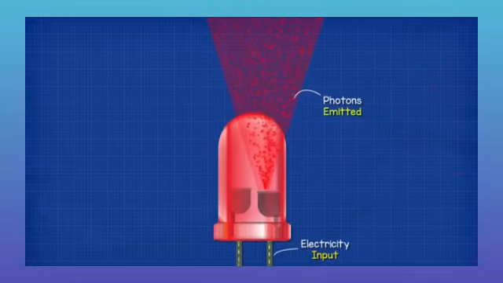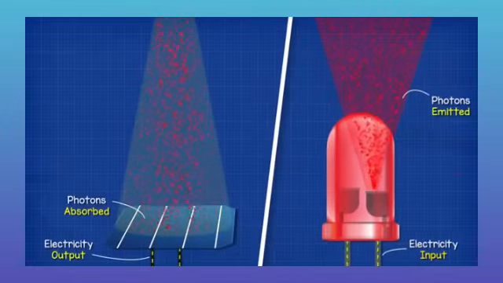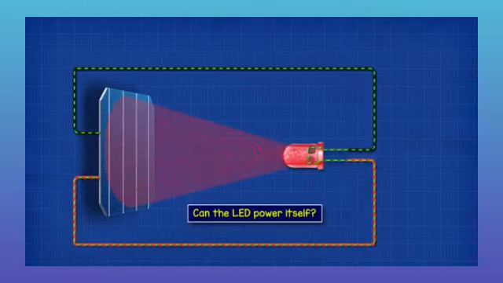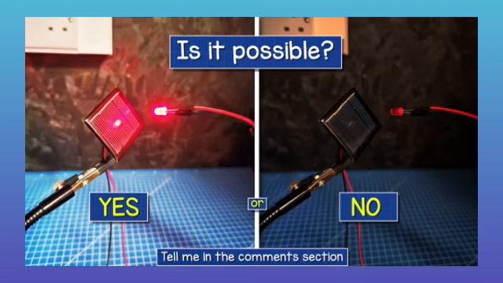So if the LED emits photons and the solar cell absorbs photons, then can the LED power itself? Tell me your answers in the comment section and I'll tell you the answer later in the video.